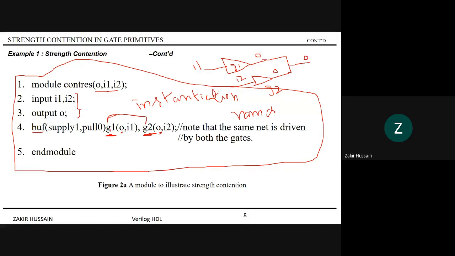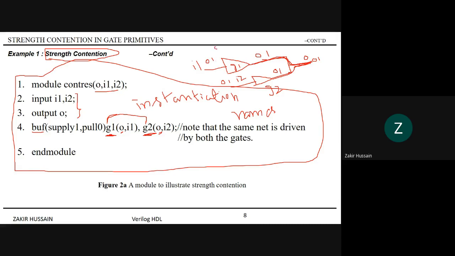Now, how is this going to help? Let us see strength contention. The example is strength contention. So if this is coming as a zero and this is also zero, both are 0, 0. Here with 0, 0, is there a contention issue or not? The answer is no. No contention issue, because 0, 0 will not cause any problem. Output will be zero. If here it is one and here it also comes as one, then also no problem.